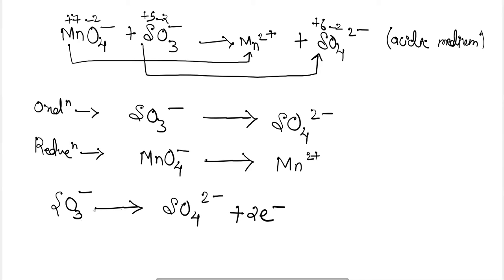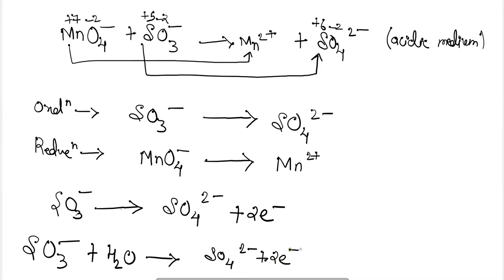Then for balancing the oxygen here, one oxygen is less on the reactant side. So here one H2O will be added, and after that we will find that two hydrogen ions are to be added on the product side. So this will become equation number 1. After this, we will start the reduction reaction.